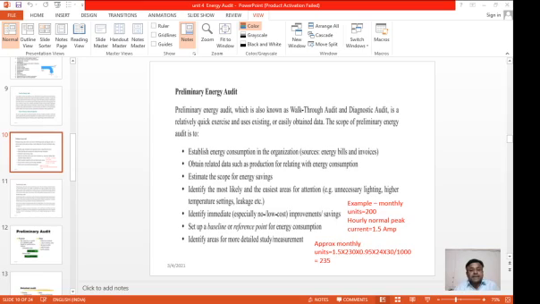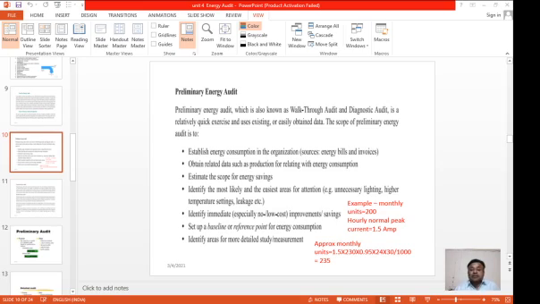We saw that basically there are three types of energy audits, or three types of ways by which the energy audit is conducted. These three types are preliminary energy audit or walkthrough energy audit, targeted energy audit, and detailed energy audit. So we'll study these types today one by one. So let us begin with what is preliminary energy audit.